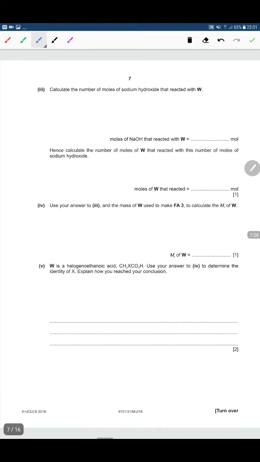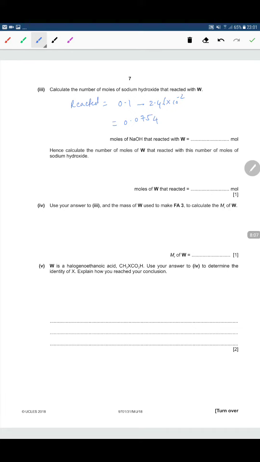Once this is there, now we can calculate the number of moles of sodium hydroxide that reacted. Sodium hydroxide reacted is 0.1 that we had initially minus the leftover 2.46 times 10 to the minus 2. And if we subtract, we're getting 0.0754, if I'm not mistaken about my calculation. That is the number of moles of sodium hydroxide that reacted with W. Hence, calculate the mole of W that reacted with sodium hydroxide.